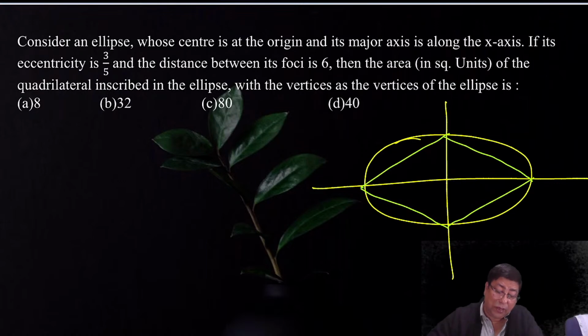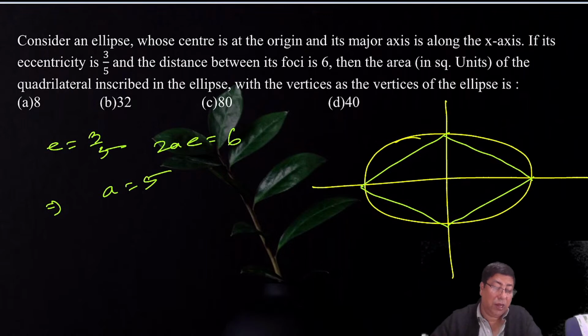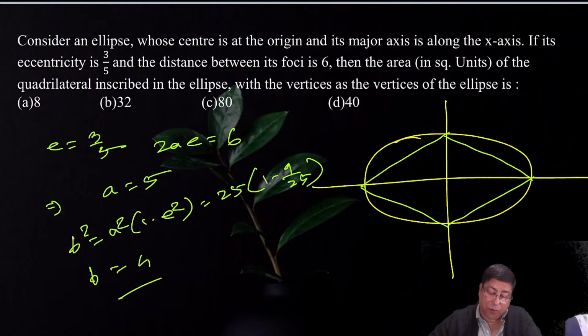So let us get some basic data. For example, given e equal to 3/5 and the distance between the foci is 2ae, 2ae equal to 6. So from this, if we put the value of e, we are getting a equal to 5. So b squared equal to a squared into 1 minus e squared. So 25 into 1 minus 9/25. We are getting b squared equal to 16, b equal to 4.